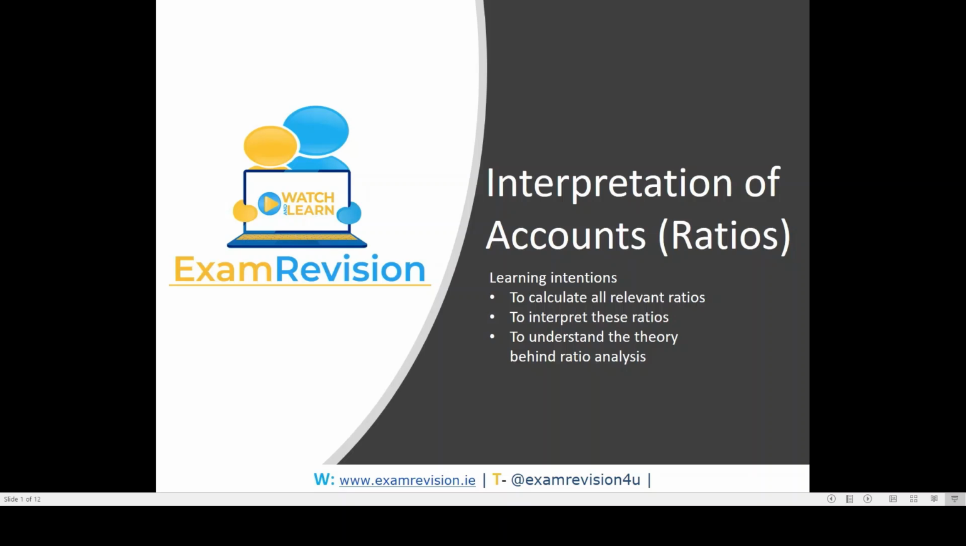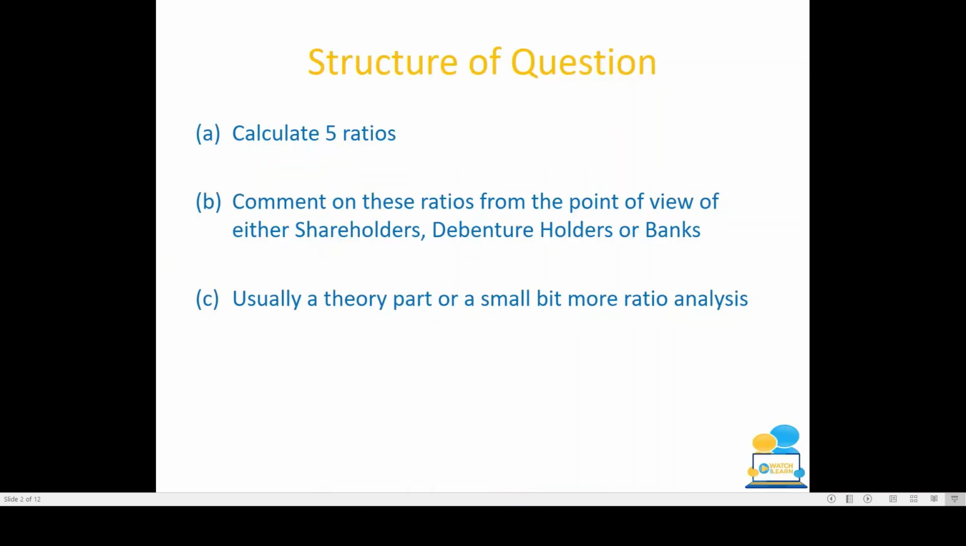Our learning intentions today are to be able to calculate all relevant ratios, to interpret these ratios, and to understand the theory behind ratio analysis. So first of all, we're going to look at the structure of the question. Interpretation of accounts is always question 5 on the Leaving Cert higher level examination paper.